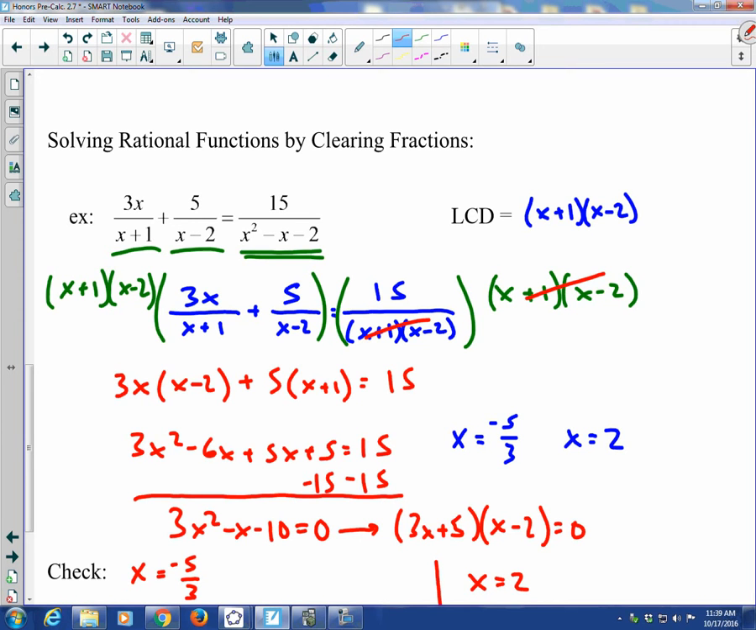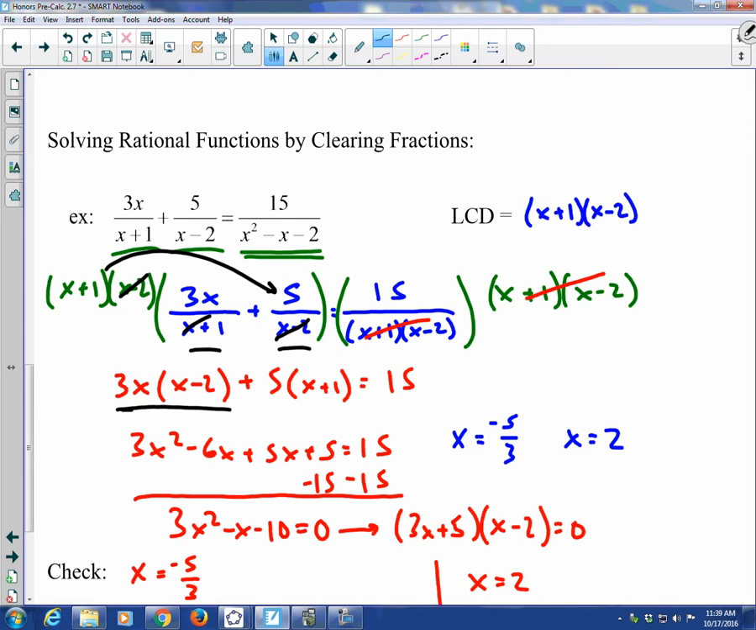When we distribute on the left side, we're going to distribute to both of the terms on the left side. So right here, when we multiply 3x over x plus 1, we see the x plus 1's cancel, and we are going to get 3x times x minus 2. And when we distribute to our second term, that 5 over x minus 2, we see the x minus 2's cancel, and we're multiplying 5 times x plus 1.